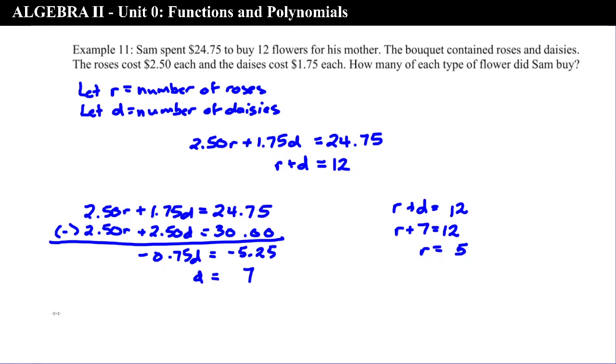And so we're going to end with just a simple sentence to wrap this up, because this is a word problem. So we're going to put our answer like this. Sam bought 5 roses and 7 daisies. And that's all you need to say. And if you want to say the daisies part first, that's perfectly fine. You can say Sam bought 7 daisies and 5 roses.